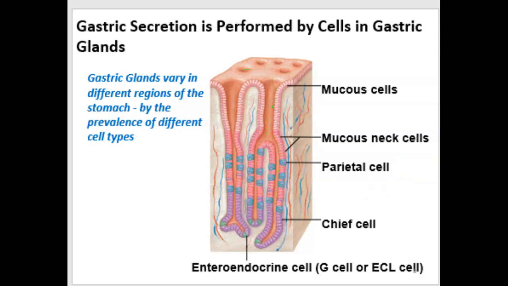Now the chief cells make pepsinogen. Pepsinogen is an inactive zymogen. Like we saw with clotting factors, they were inactive in the blood. But once the pepsinogen has been secreted, it's now exposed to the hydrochloric acid, and the hydrochloric acid will turn it into an active form, and the active form is called pepsin. And as its name implies, it's going to break down polypeptides by breaking peptide bonds.